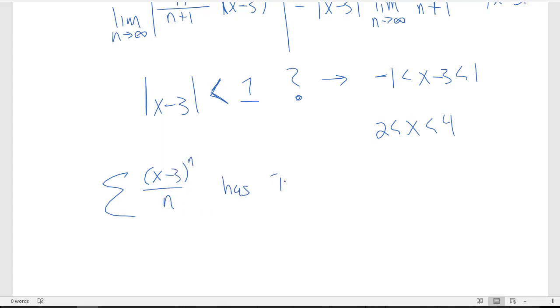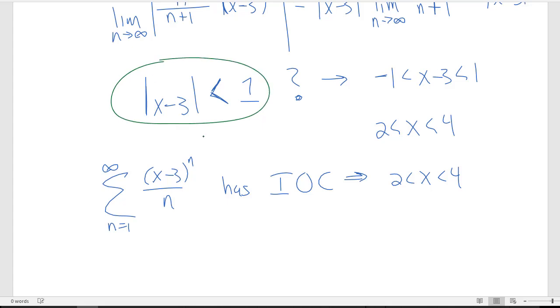So I'm going to say has interval of convergence 2 to 4. Almost. Now, here's what we have to do. Here's what I mean by almost. Let me put n going from 1 to infinity. Look back up here. I'm going to circle this in green. I like green. Here's the result of my ratio test.